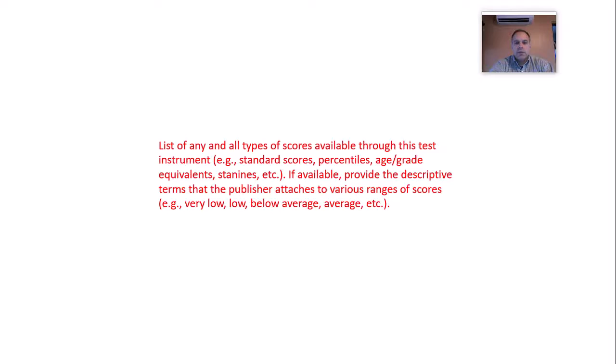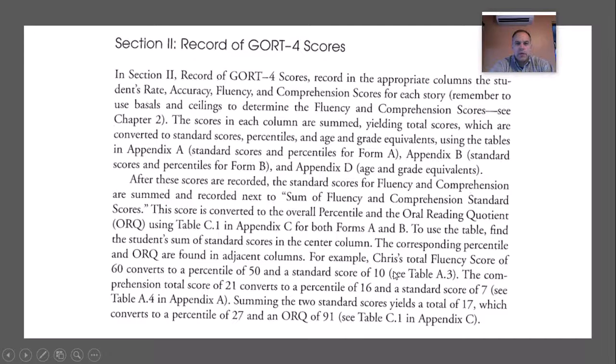To list any and all types of scores available through this testing instrument and provide the descriptive terms, record of GORT 4 scores. So it is going to measure rate, accuracy, fluency, comprehension scores for each story, using basals and ceilings to determine the fluency and comprehension scores. It's going to yield sums, total scores, converted to standard scores, percentiles, age and grade equivalents, using the tables included. Standard scores, percentiles are in Appendix B, age and grades in D, standards in A.